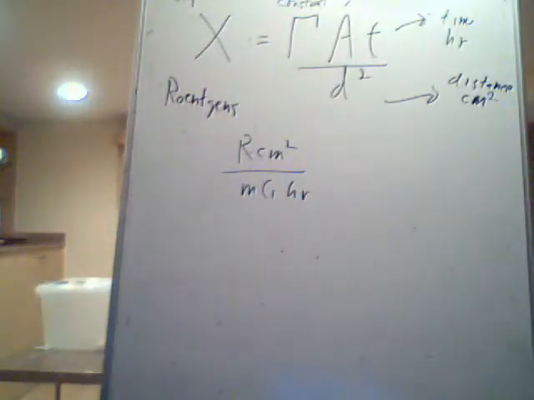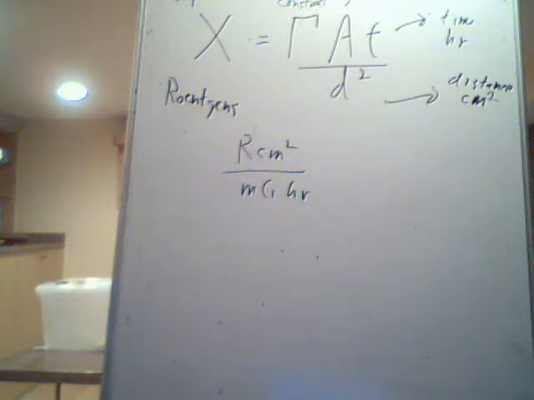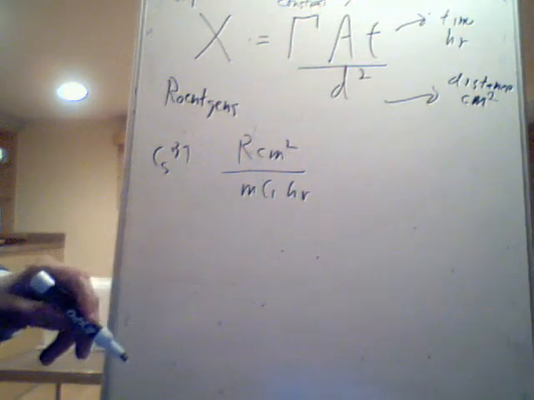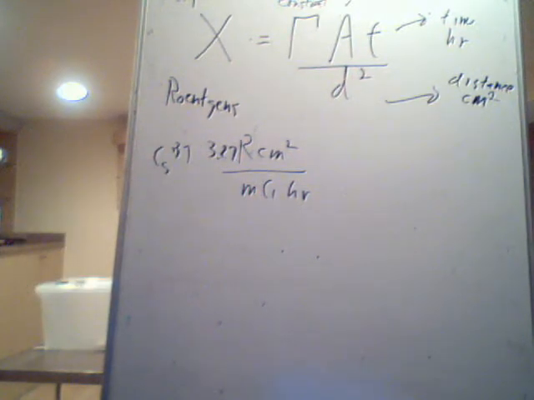Okay, and there is a problem in your book that specifies someone sitting 1.5 meters from a 25 millicurie cesium-137 source for 40 hours every week. And we want to know what the exposure is on a weekly basis. So we can just substitute in the values that we have. The rate constant gamma will depend on specifically which radioisotope we're dealing with. But for cesium-137, the value is 3.27 Roentgen centimeters squared per millicurie hour.